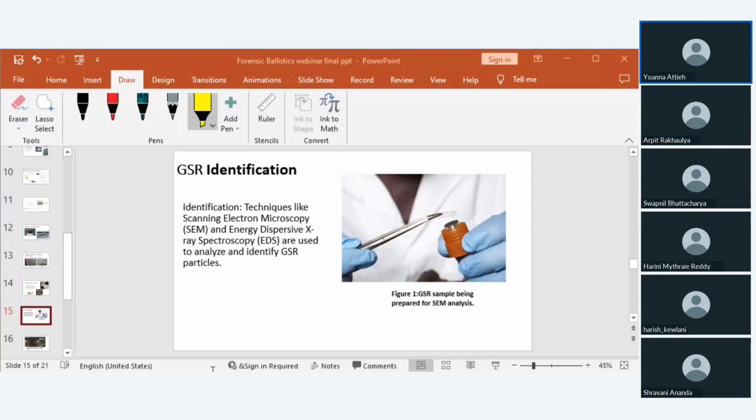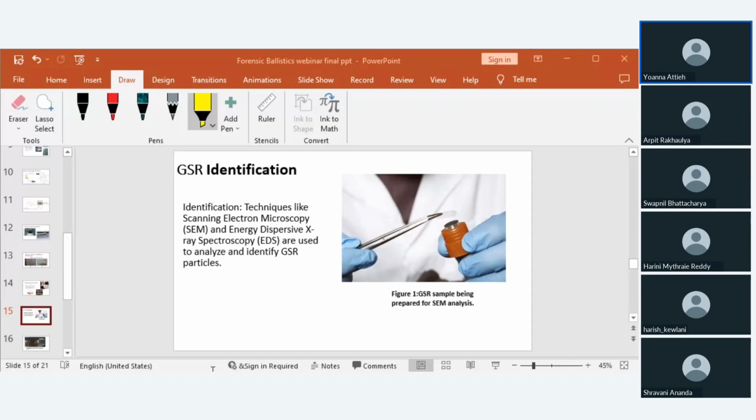So this ability to deduce such intricate details is really essential in linking individuals or objects to action involving firearms, because it aids in identifying perpetrators, even reconstructing crime scenes, and corroborating or challenging witness testimony. So the value of this information in criminal investigations cannot be overstated.